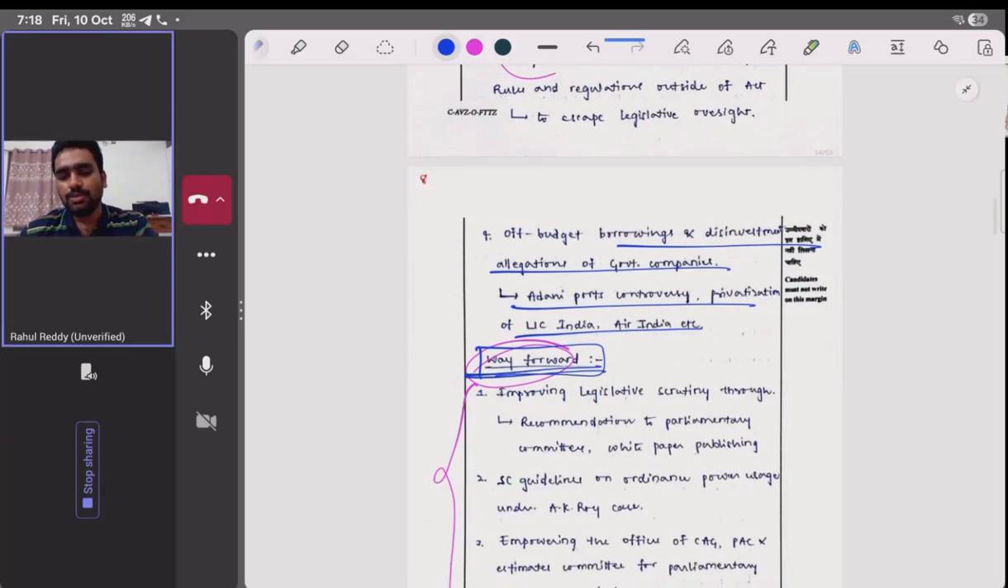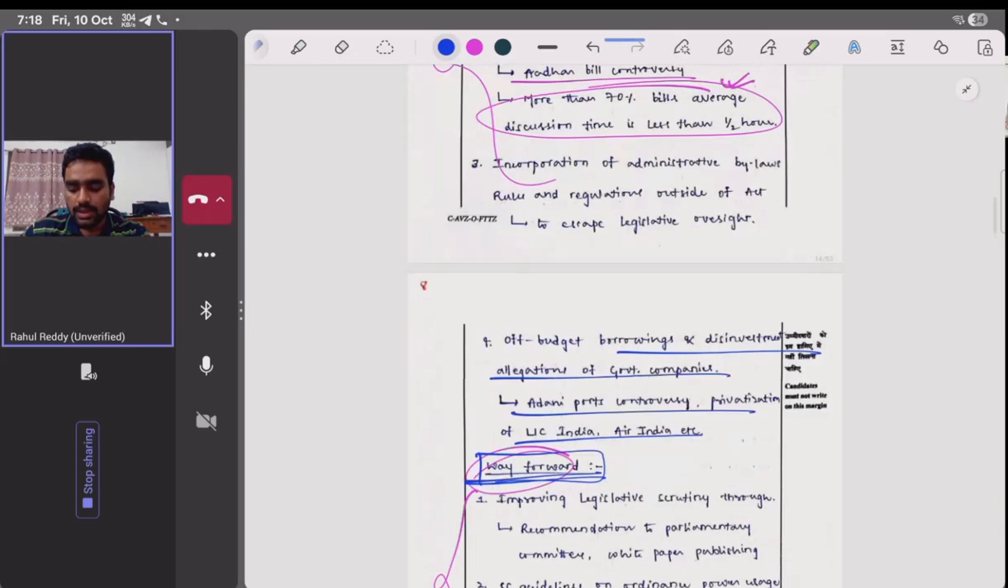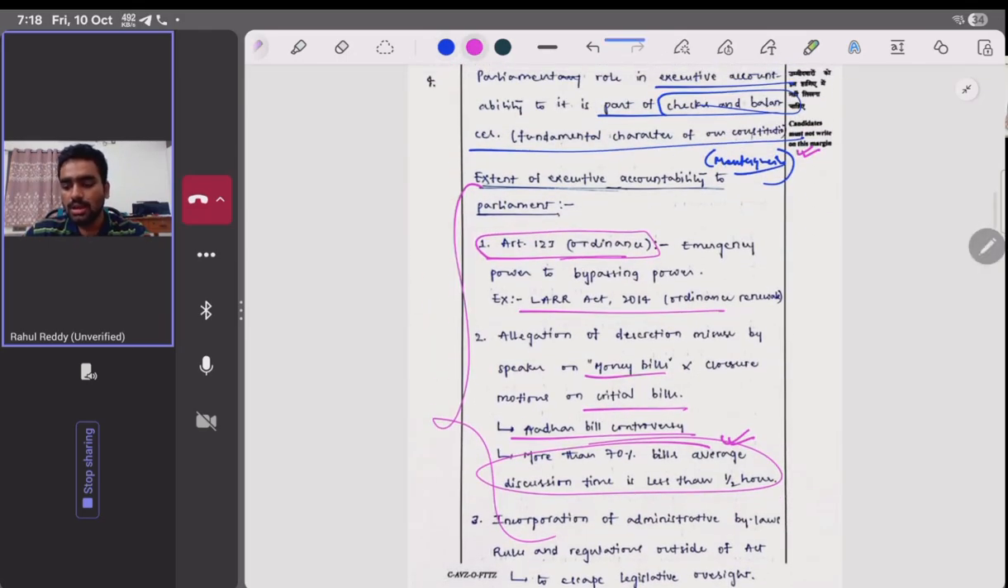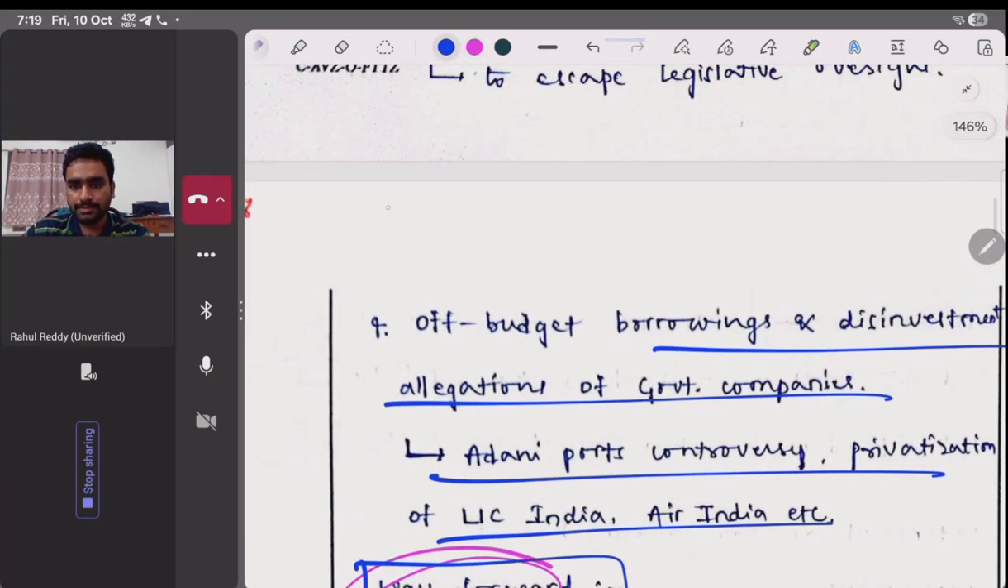Sir, one more doubt. When this kind of a question comes, to what extent, then we are writing both positive and negative, and there is a need for the futuristic sense of way forward as well. Of course, of course. In that case, you have to start with positive, right?